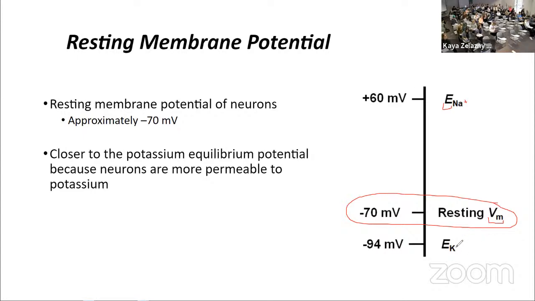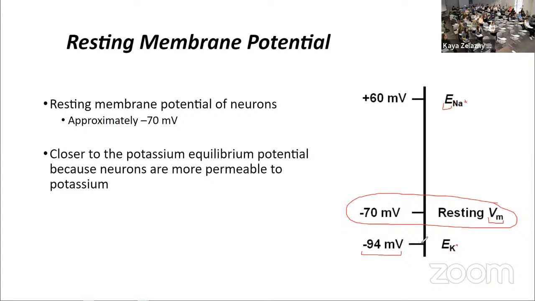Whereas potassium, our other really important ion for understanding the function of neurons, has an equilibrium potential of -94 millivolts. So it's pulling in the other direction. Our potassium ions want the inside of that cell to get to -94 millivolts relative to the outside of the cell, relative to that extracellular fluid.